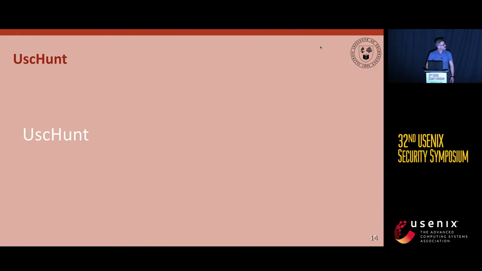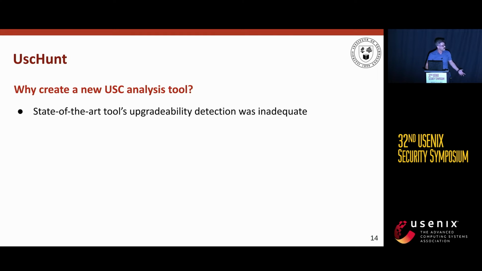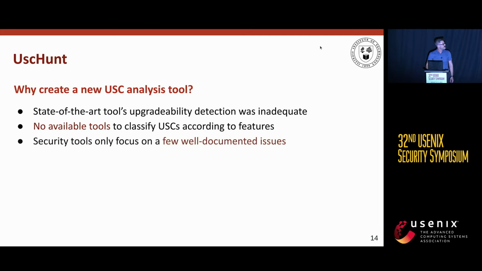Moving right along, we developed this tool, USCHUNT, which was a fork of Slither. Why create a new tool? Well, state-of-the-art tools' upgradability detection was wholly inadequate. Slither did checking for the word proxy or upgrade in order to determine if it was an upgradable proxy. There were no available tools to really classify USCs based on their features, and the security tools that do look at upgradability at all tended to focus on just a few well-documented issues.